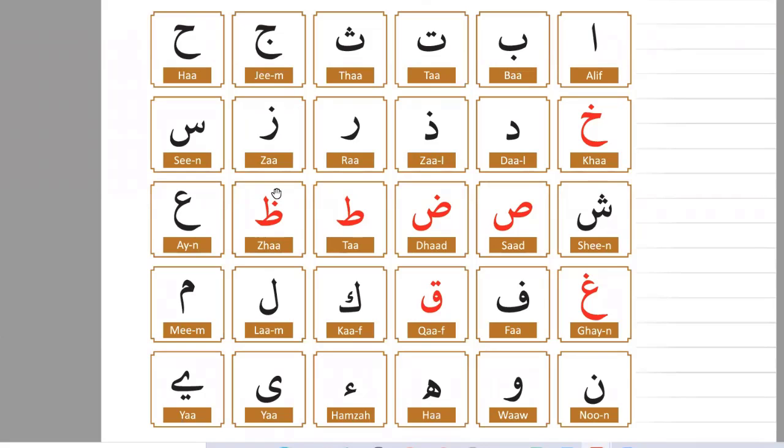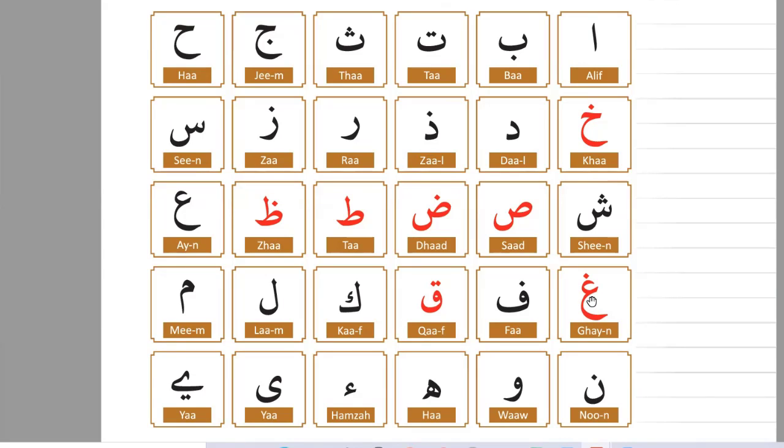Tha is also a soft letter, a tongue letter. You have to take out your tongue and touch the edges of your front two teeth. And then Ain, two C's. You can see that it has two C's, and you have to pronounce this letter from your throat, the middle part of your throat, and this is called Ain.